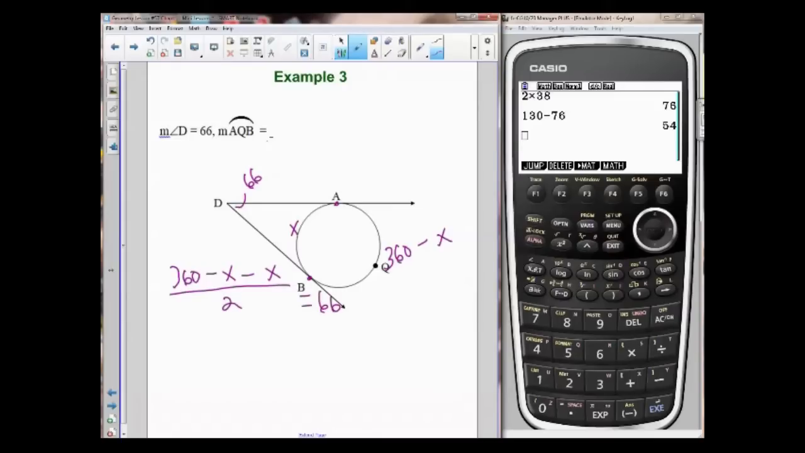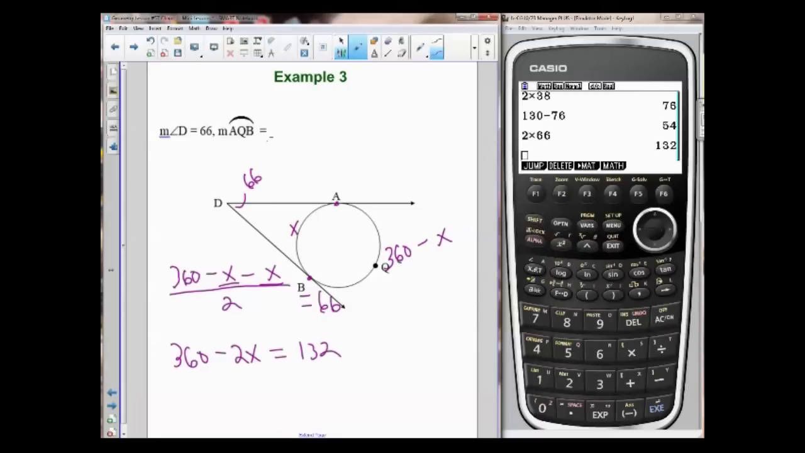Well, I'm sitting there, oh, great, 2 x's, and they hate each other. They're subtracting one from another, but it's negative. Well, first of all, let's just get rid of this 2 by multiplying. So 2 times 66 is 132. Okay? So we got 360 minus x minus x, and in algebra they taught you to combine like terms, so that's just minus 2x is equal to 132. Okay? Well, let's just get everything to one side.